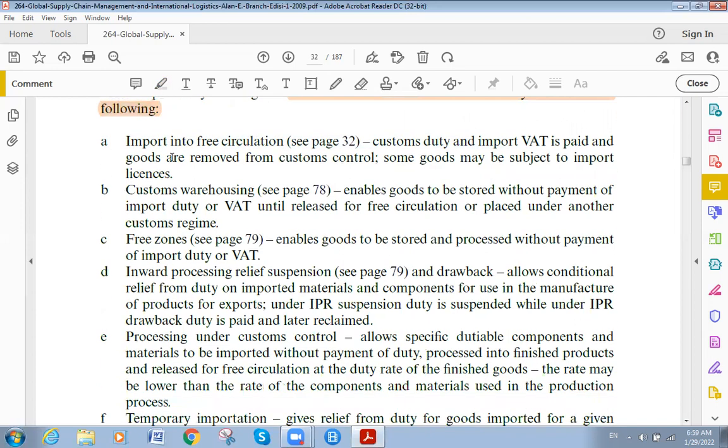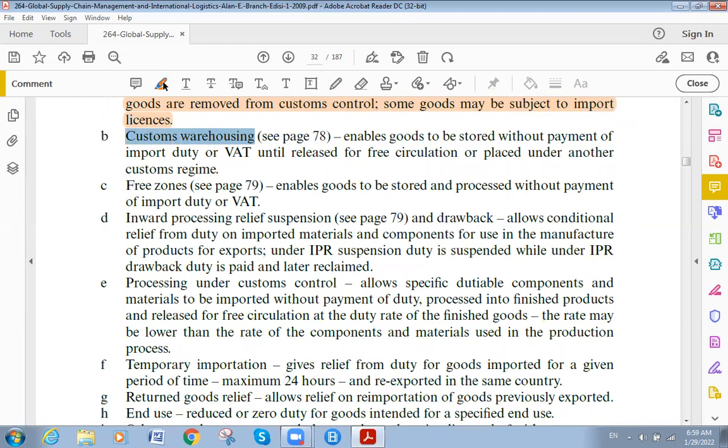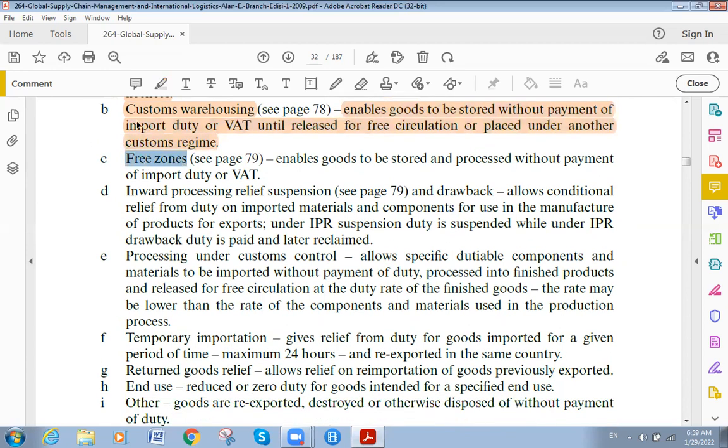Import into free circulation: customs import duty is paid and goods are removed from customs control. Some goods may be subject to import licenses. Customs warehousing, another kind, enables goods to be stored without payment of import duties or VAT until release for free circulation or placement under another customs regime. Free zone, the third type, enables goods to be stored and processed without payment of import duties.